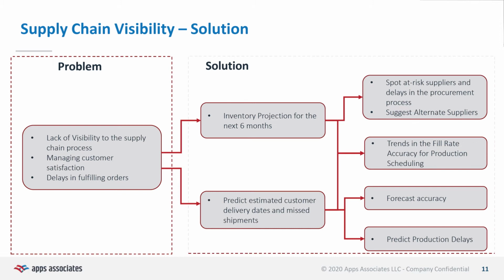Now, these production delays could be a result of unavailability of raw materials or lack of production capacity, but identifying these gaps helps organizations take corrective actions. The final and the most important thing is demand forecasting. Demand forecasting is one of the critical components in this process.